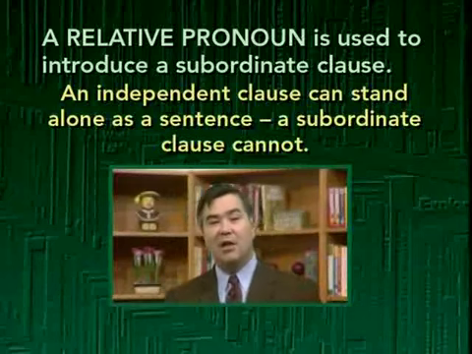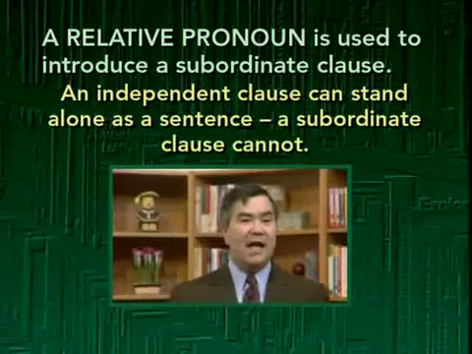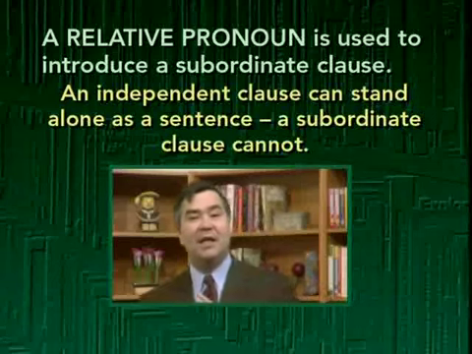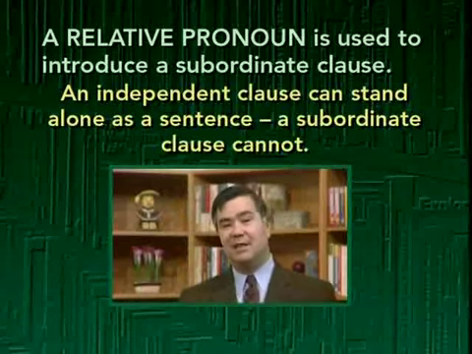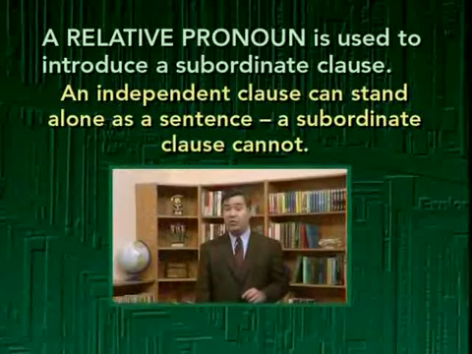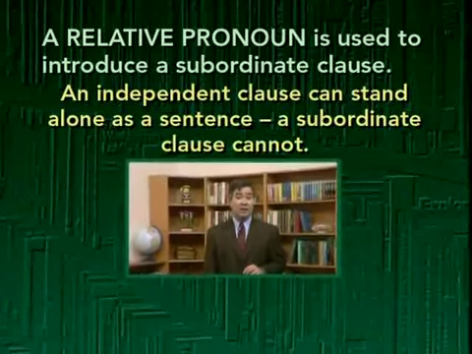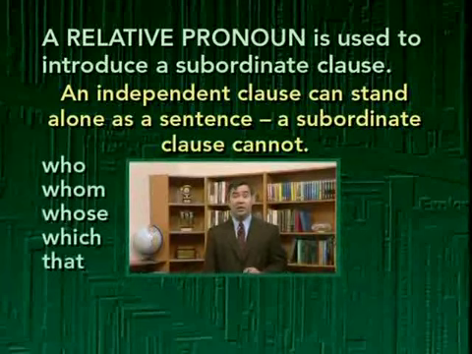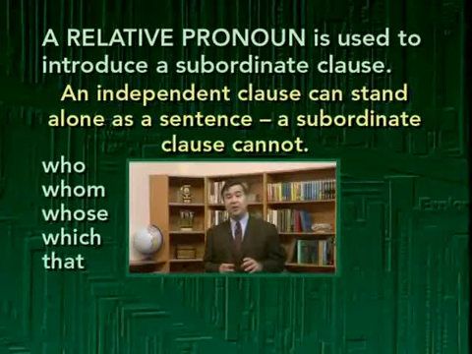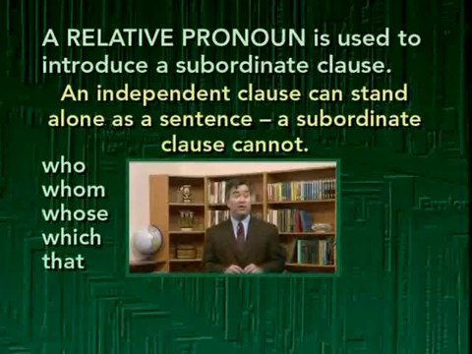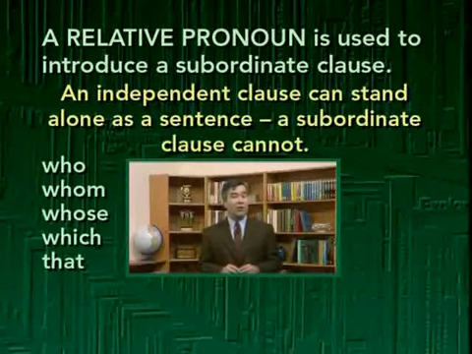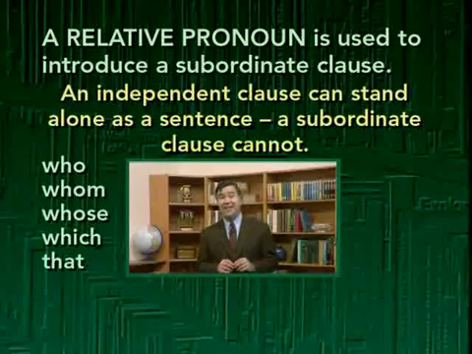Instead, subordinate clauses are attached to independent clauses, and the resulting combination is a correct English sentence, known as a complex sentence. A relative pronoun is used to introduce a subordinate clause. There are just five relative pronouns in English: who, whom, whose, which, and that. You'll notice that some of the pronouns in this list also appeared in the list of interrogative pronouns, and there is some overlap. There are certain pronouns that can be used as either interrogative pronouns or relative pronouns. It all depends on how they're used in the sentence.